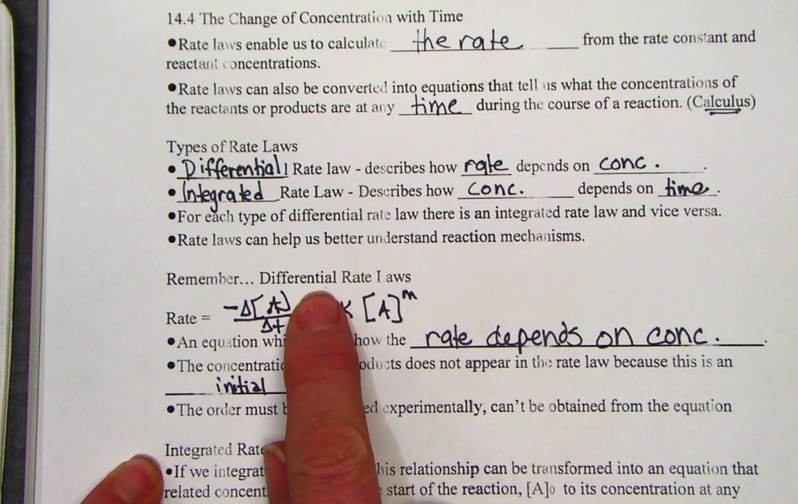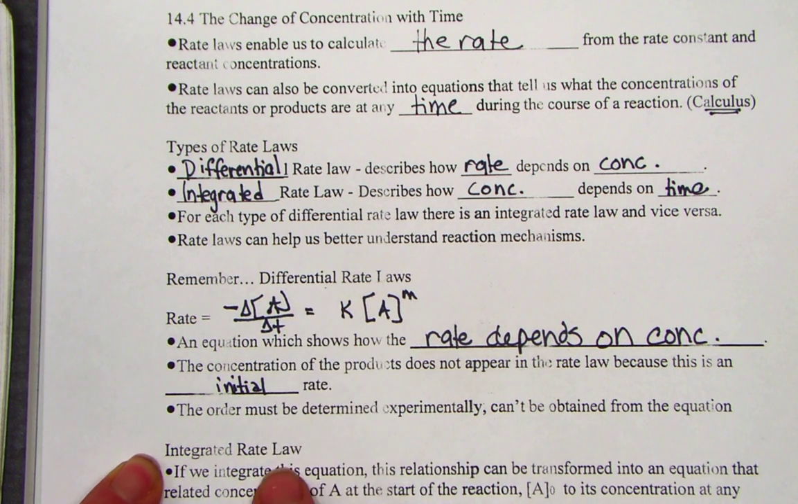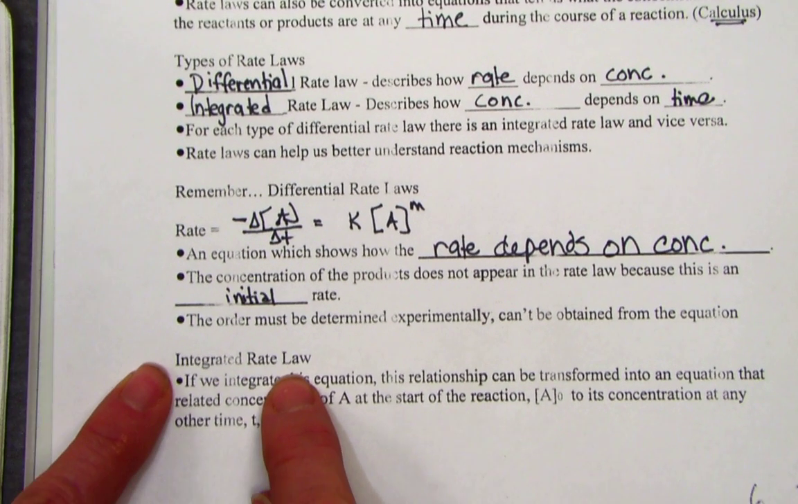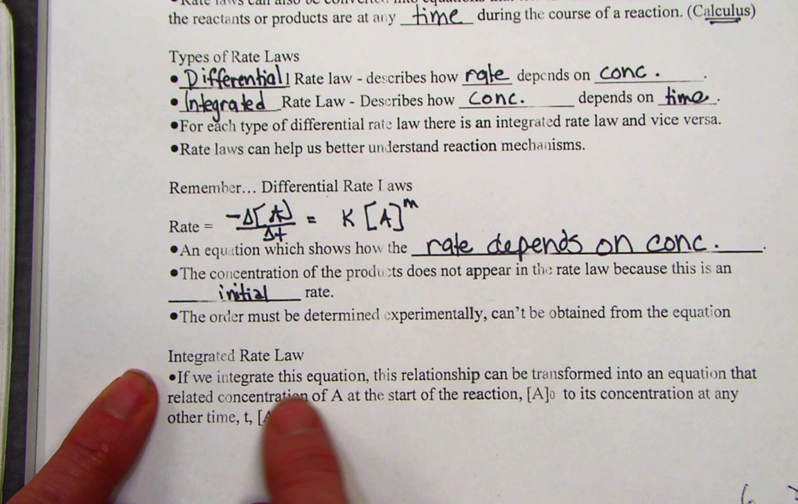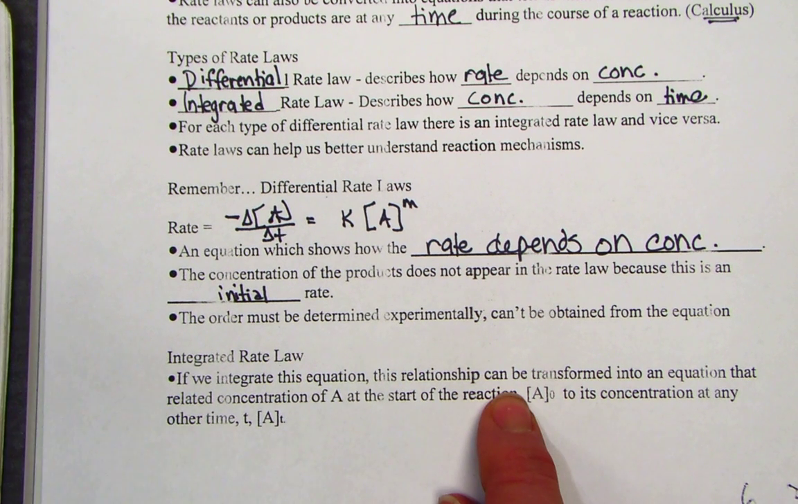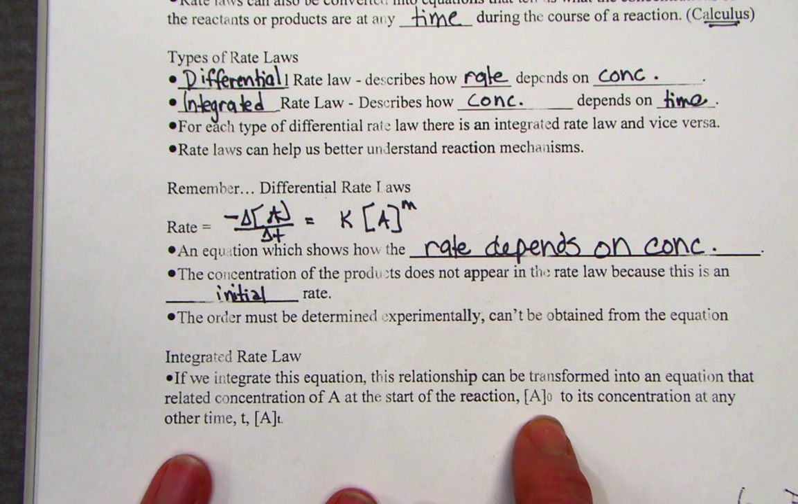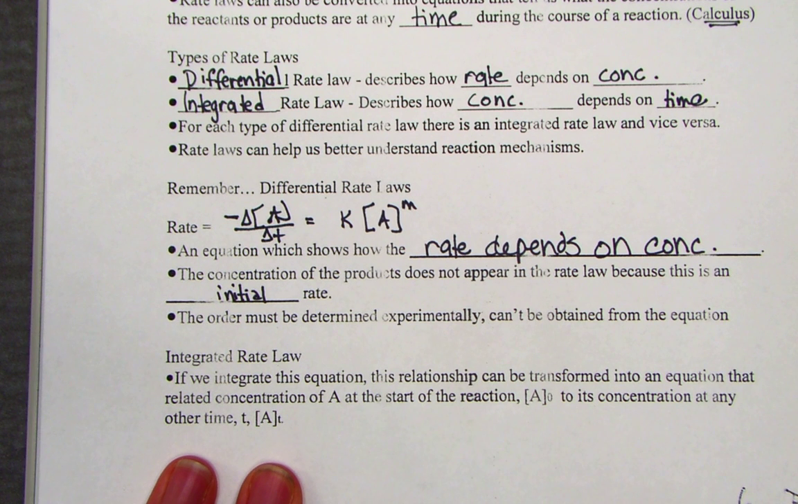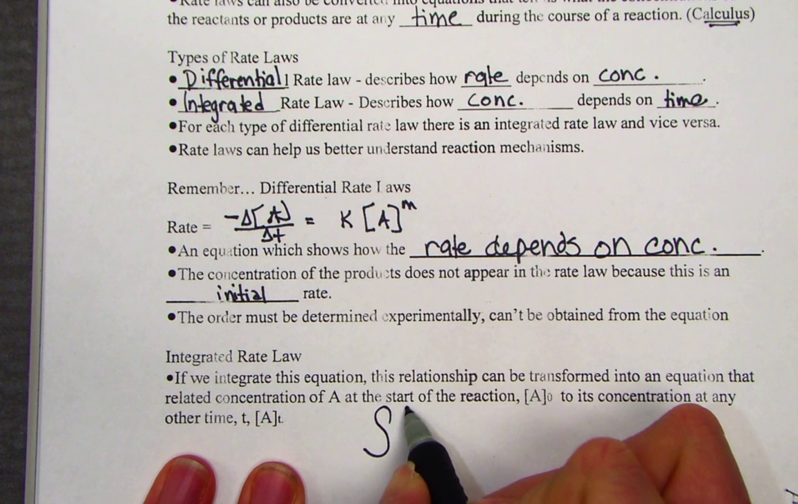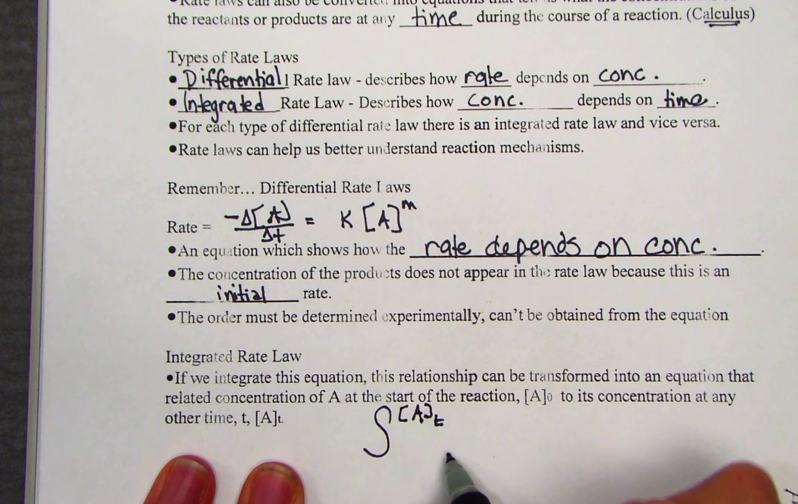Moving from what we know already and have practiced, differential, to the new lesson today, integrated rate laws. It reads, if we integrate this equation, this relationship can be transformed into an equation that relates the concentration of A at the start of the reaction, the initial concentration at time 0, to another time called t. For any other time that's gone by, we can calculate the remaining amount. For those of you who are familiar with calculus, that relationship would be set up: concentration of A at any point in time compared to time 0.